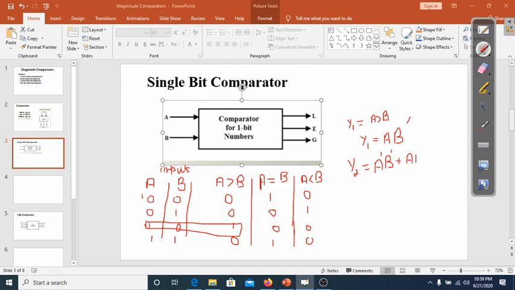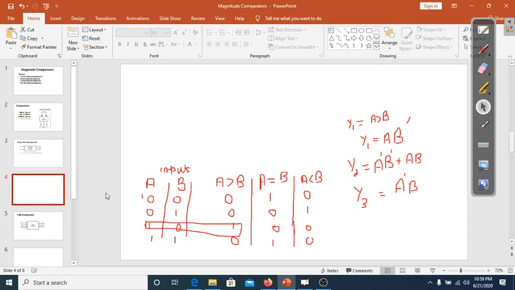A into B. Now when A is less than B, so in this case I can write output y3 is equal to A prime into B. So this is the A prime into B. Now I can draw its circuit logic diagram. So its logic diagram would be, here I can draw the logic diagram.